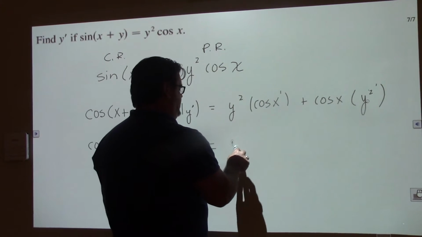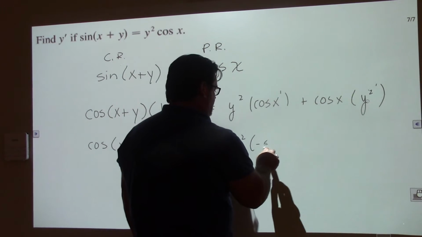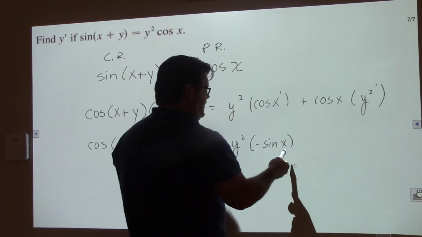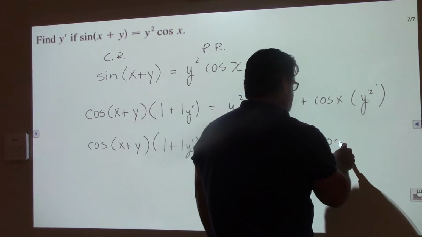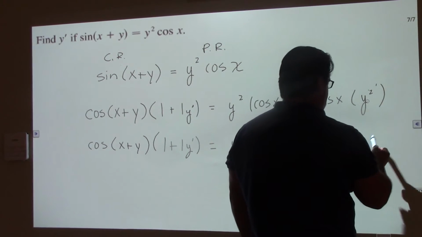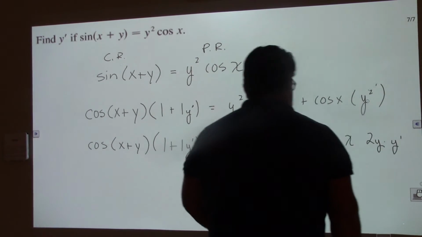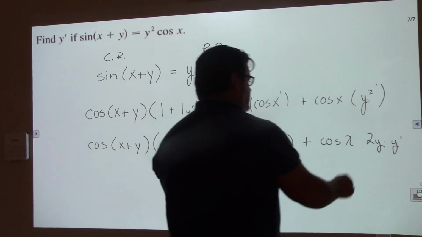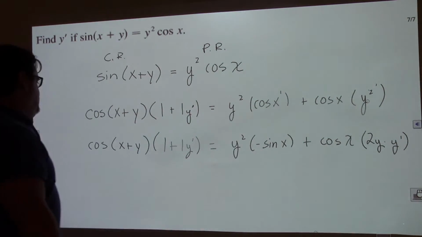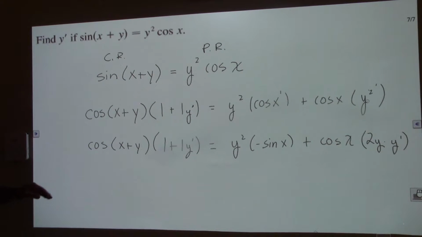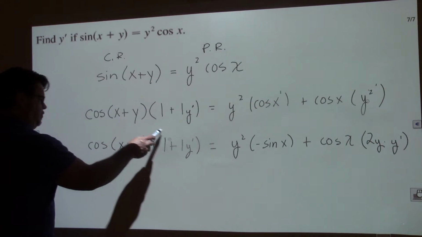equals y squared times the derivative of the cosine, which is the negative what? And the derivative of x is 1, so you don't have to worry about that. Plus cosine of x times 2y times what? Y prime. Now, first of all, you need to put that in parentheses so you can bring that out front of this. You might be thinking that you can use the FOIL method here. No, you can't do that. You've got to bring this out front.